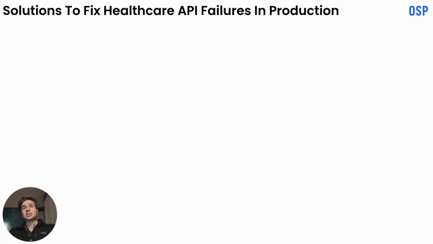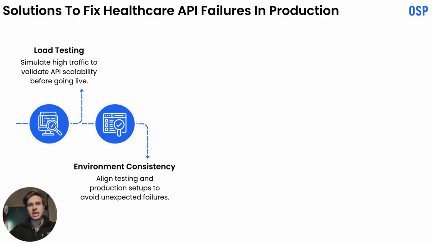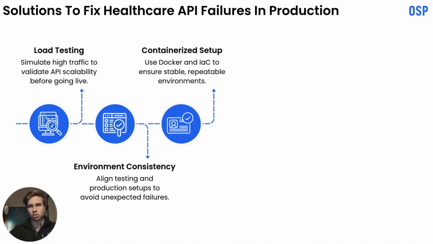So let's talk about the solutions to fix healthcare API failures in production. To prevent healthcare API failures, start by performing load testing using tools like JMeter, Gatling, or Locust. This ensures your API can handle real-time healthcare API monitoring and performance issues before going live. Make sure your testing and production environments are as similar as possible. Use containerization and infrastructure as code tools like Docker and Terraform to maintain consistency in both environments.